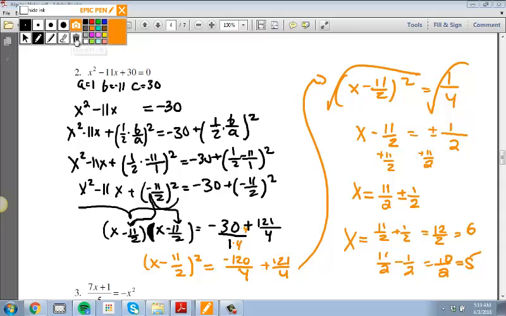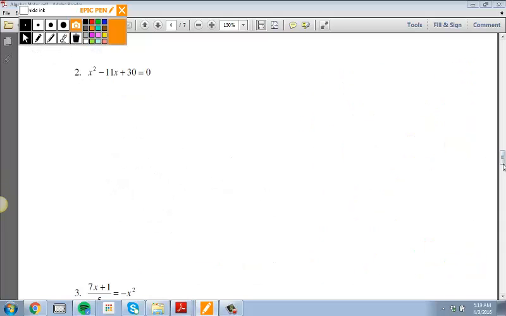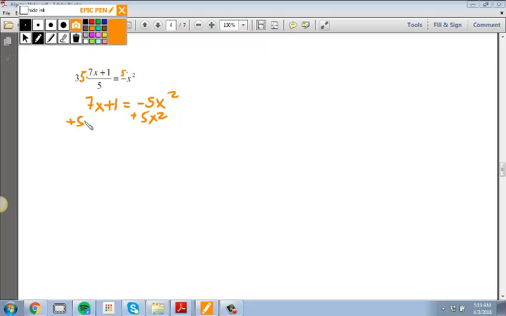Alright, so let's look at number 3. 7x plus 1 over 5 is equal to negative x squared. So in this problem, I see that I have a fraction, so I'm just going to multiply by 5 on each side to get rid of the fraction. Then I'm going to add the 5x squared to each side to set this equation equal to 0.